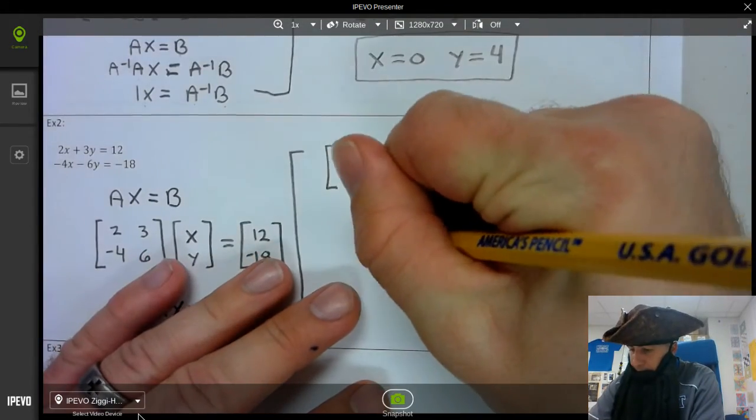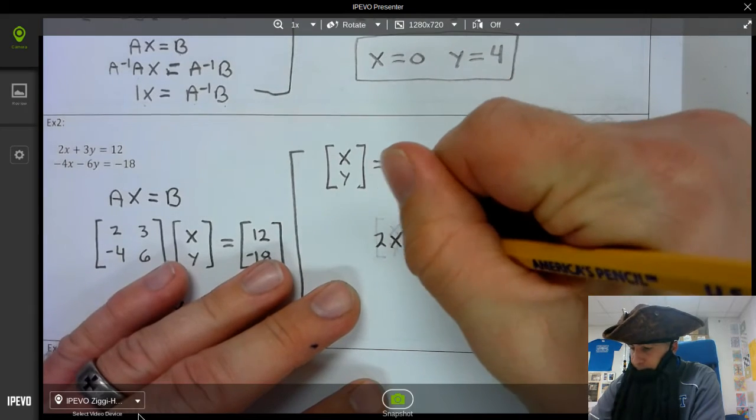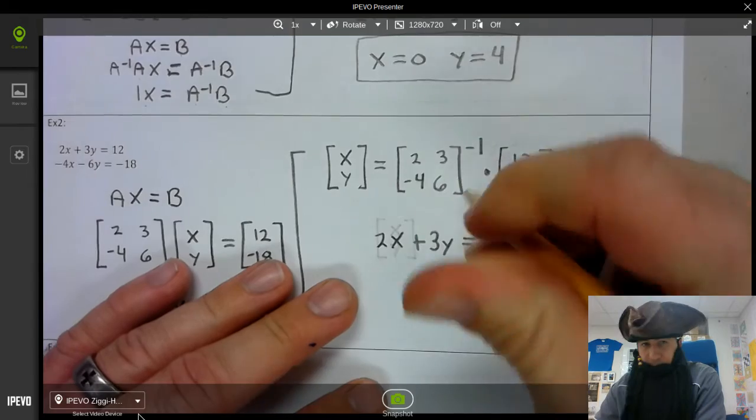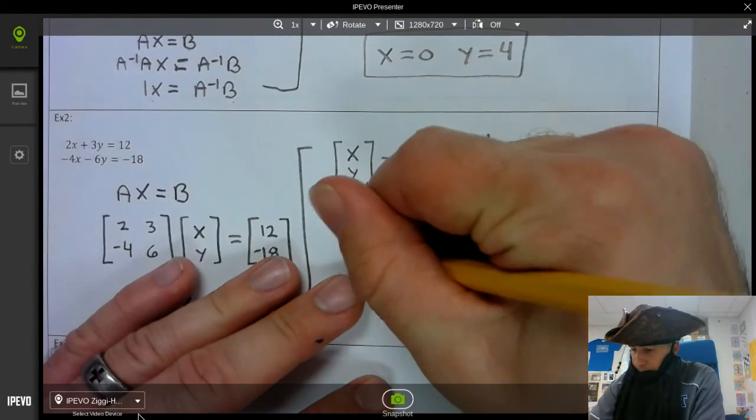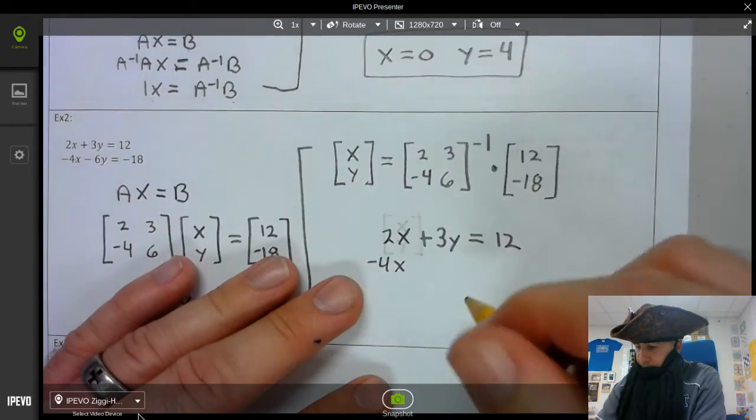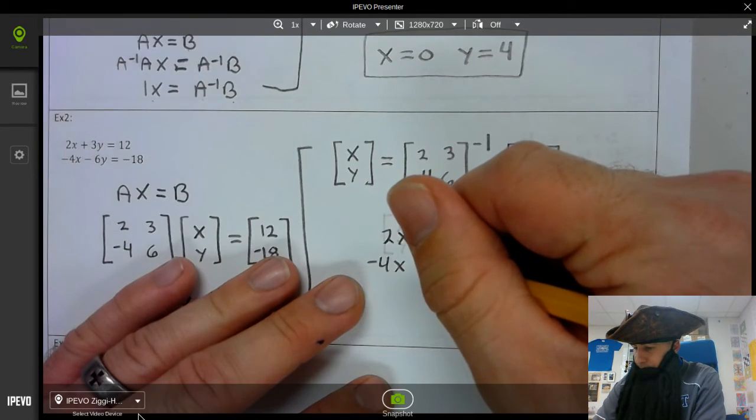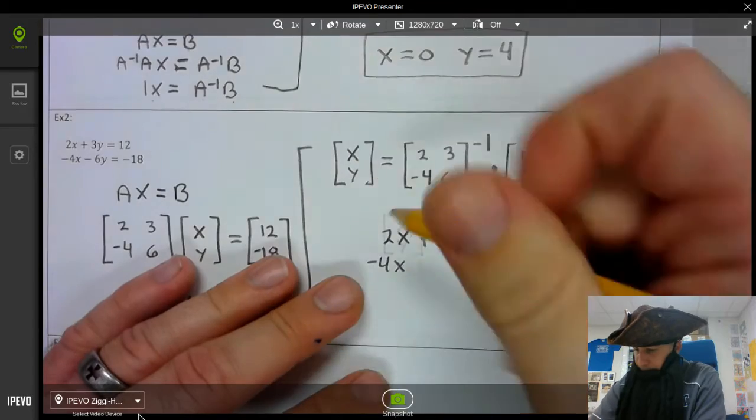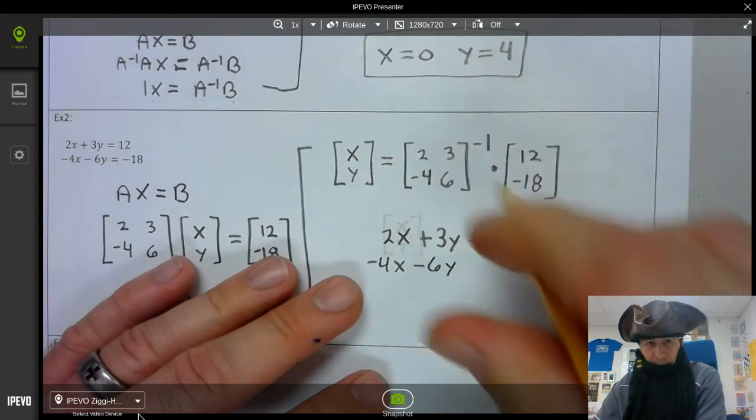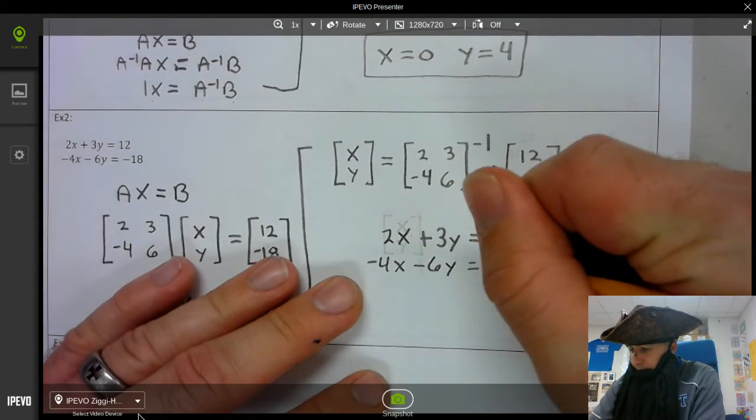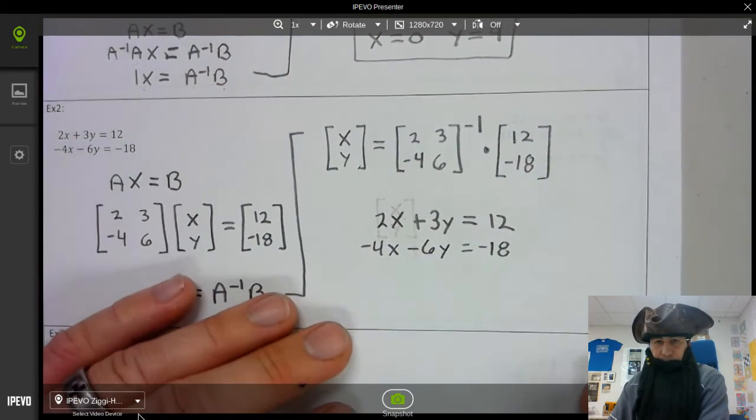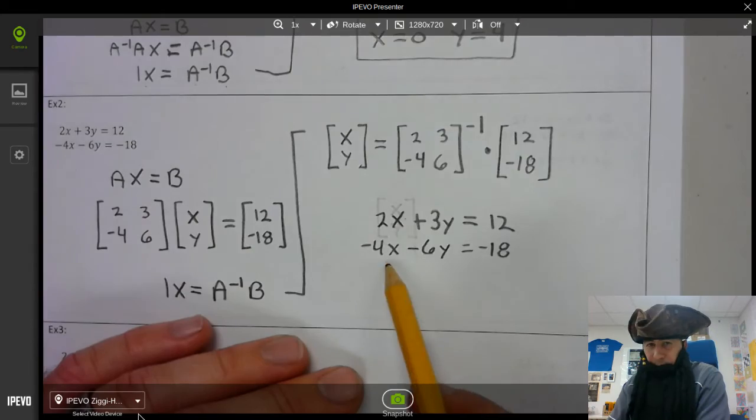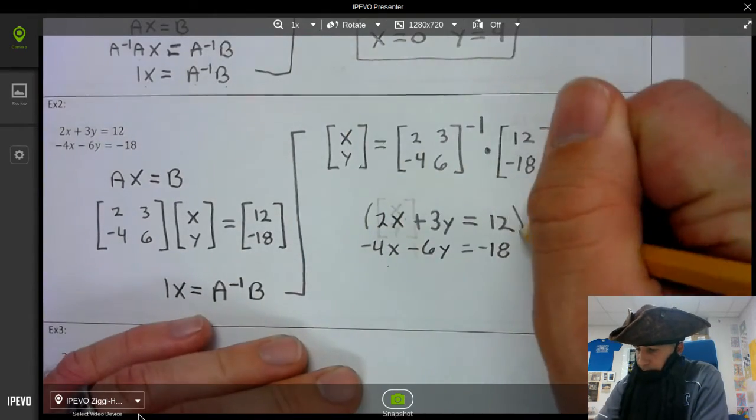So let's come back here. 2x plus 3y equals 12, and -4x minus 6y equals -18. All right, so what I'm hoping you see is that we can solve this by elimination, so we're going to multiply everything by 2.